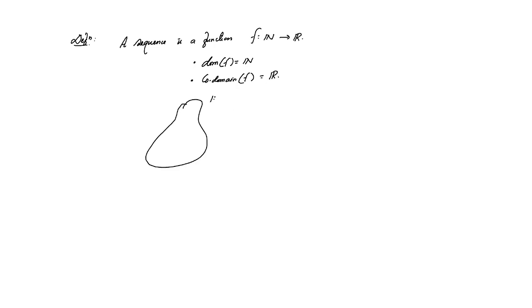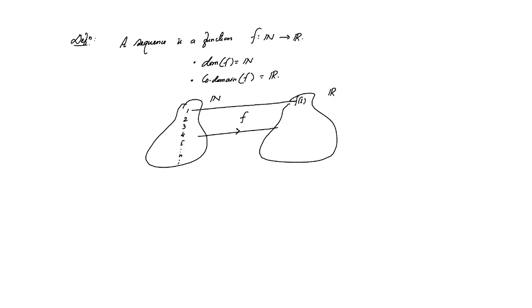So we consider this as domain and this as codomain, and here we have a function f from N to R. Here 1, 2, 3, 4, 5 are all the elements in the domain. Now you take the map f. It will go to f of 1, the image of 1. Then this will be f of 2. In that way, we'll take the image of n, that will be f of n, and so on.